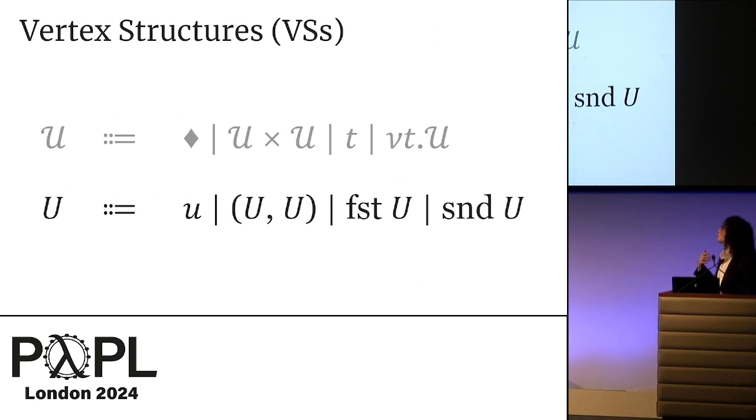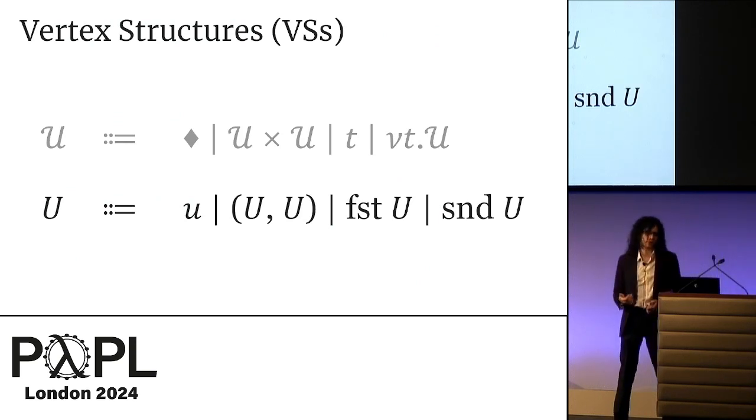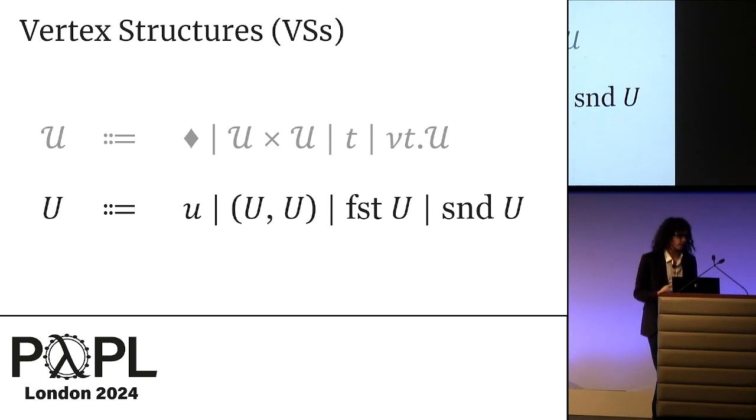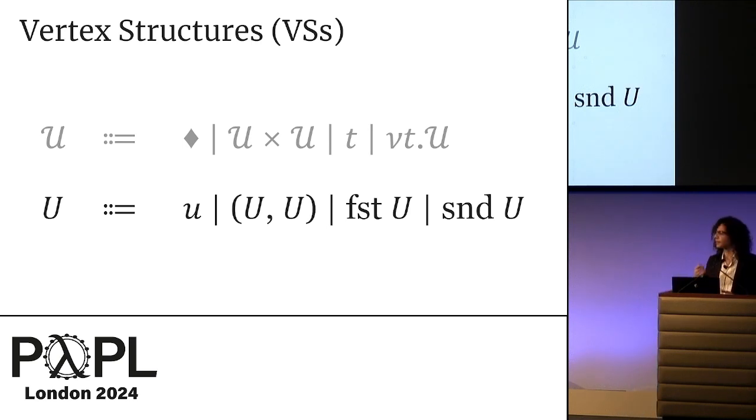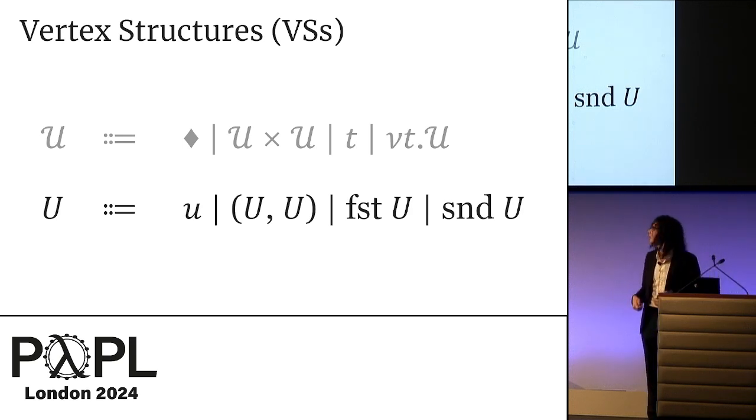Finally, I'll talk about the syntax of the vertex structures themselves, capital U. Prior to this, I've been using the little u to represent the vertex. From here on out, it's going to represent a vertex structure variable. And these vertex structures can also be pairs or projections.